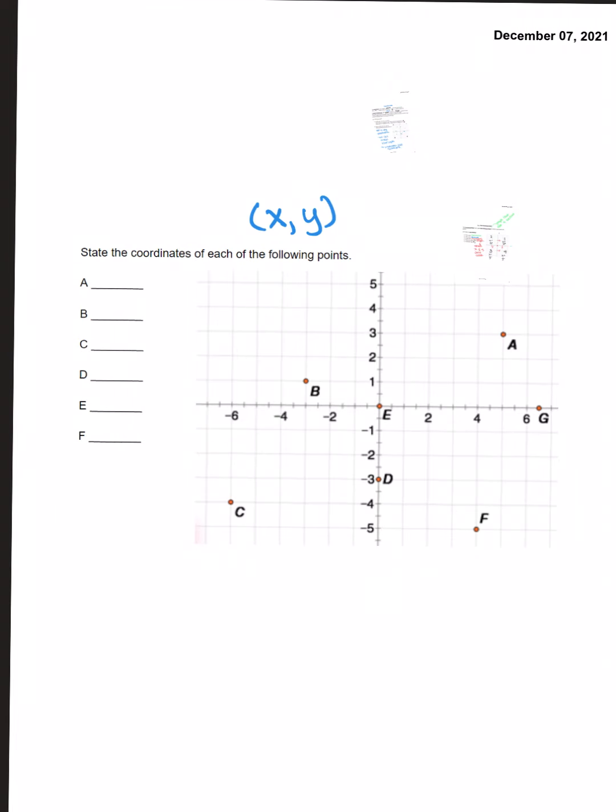So if I'm looking at A here, I'm going to drop my pencil down so that my A is touching my X axes. And again, let's start by labeling our axes. So my X is always going left to right. My Y is always going up and down. So I'm going to look here and I'm going to say, okay, I'm going to draw my line down here. I notice that this is touching at 5. So my X point is going to be 5.